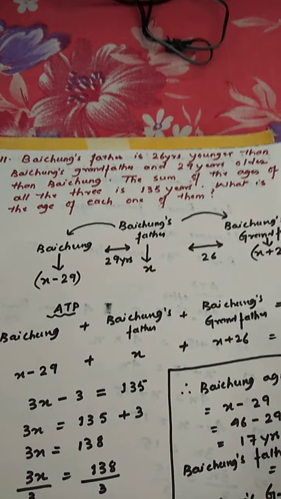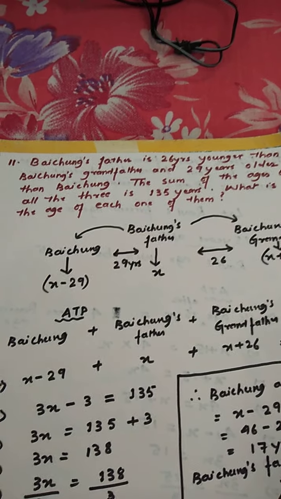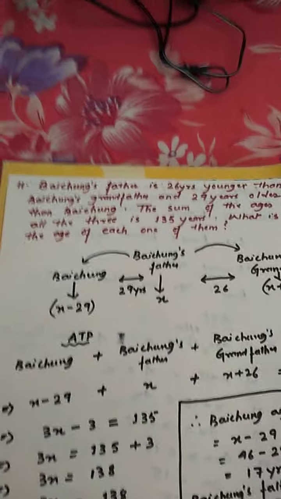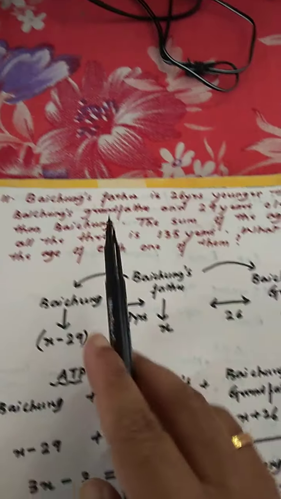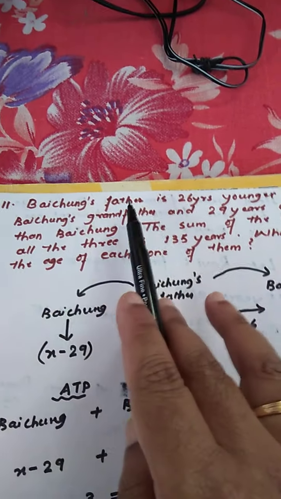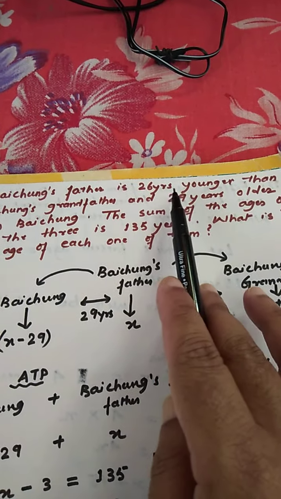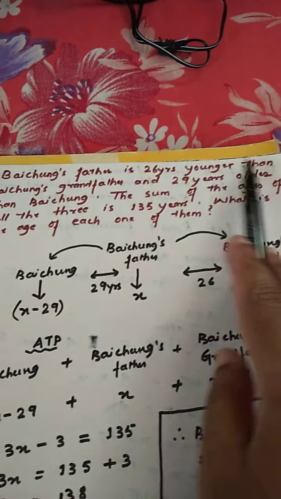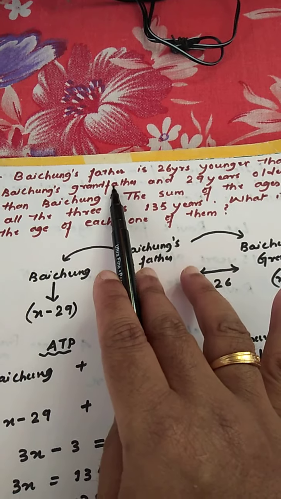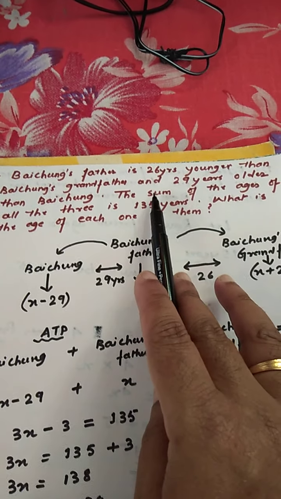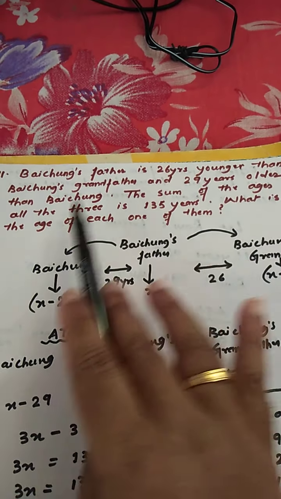Hello students, today we will start question number 11. Now let's check what question number 11 is saying. Baichung's father is 26 years younger than Baichung's grandfather and 29 years older than Baichung.